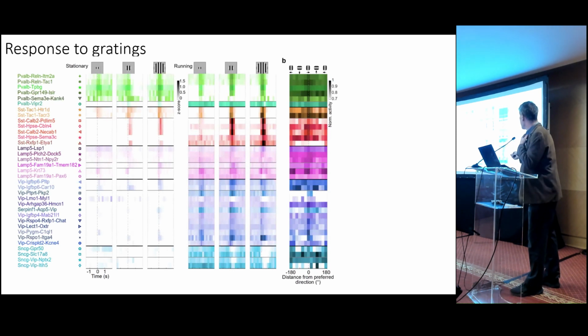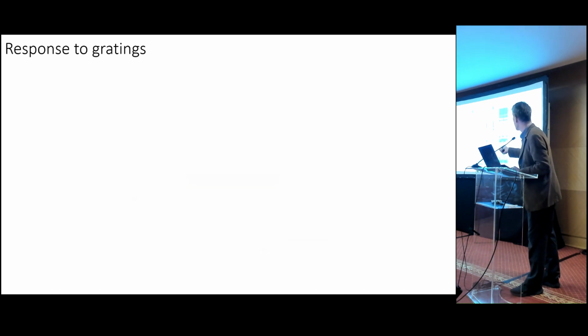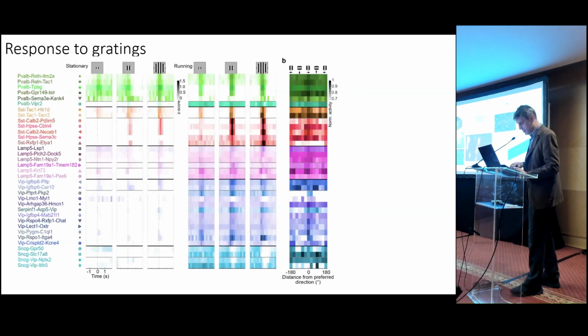coherent results. If you look at the grating responses, this shows you responses, PSTHs, with each row being a different molecular cell type. The average over cells in that type in time in response to different sized gratings when the mouse is stationary and when the mouse is running. You can see a big difference between stationary and running. We'll get to that later.